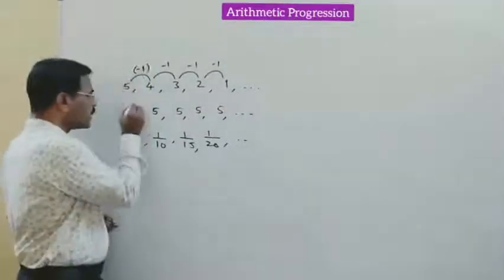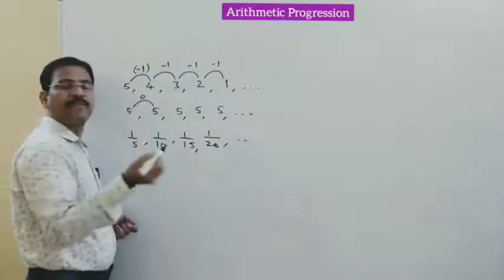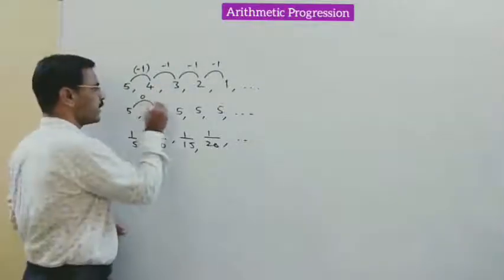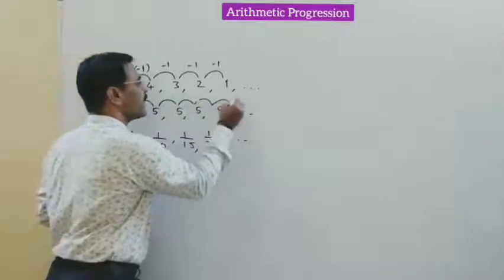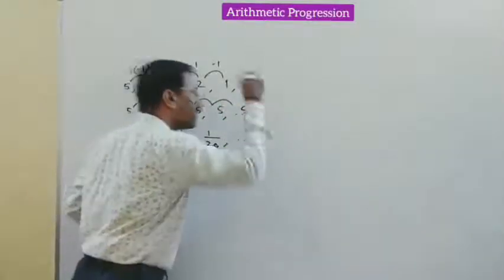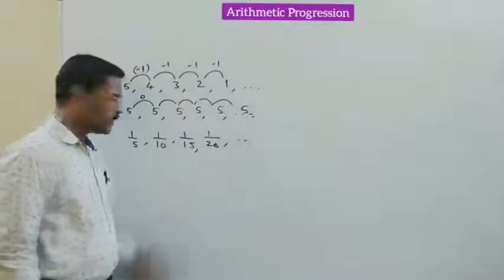Here there is no difference, that means only 0 is there. So we can predict the next term is only 5 every time. Yes? Now try to observe.